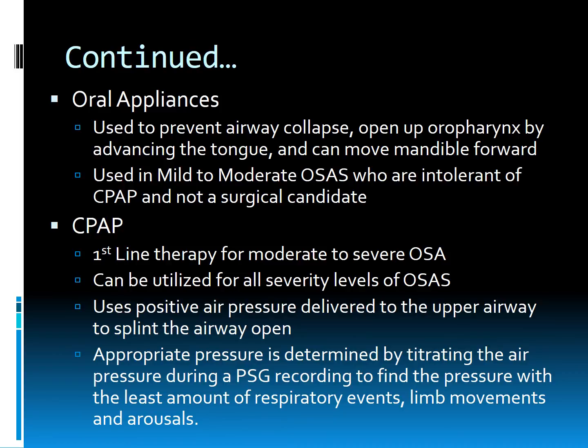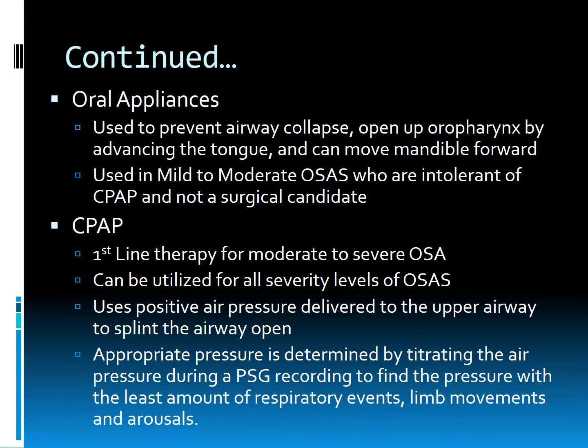Oral appliances, these are used to prevent airway collapse. They open up the oropharynx by advancing the tongue and can move the mandible forward. This is typically reserved for patients who have mild to moderate OSA or those who are intolerant of CPAP and are not a surgical candidate.